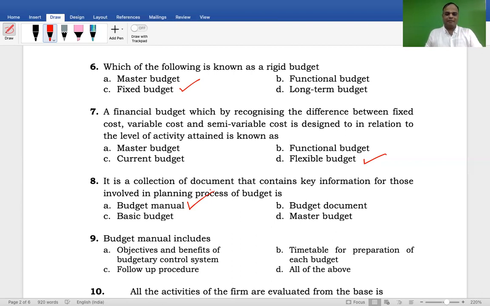Budget manual includes objectives and benefits of budgetary control system, timetable for preparation of each budget, follow procedure, all of the above. All of the above.